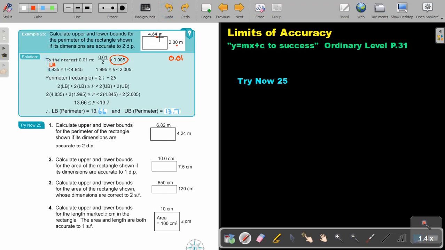I take that value, 4.84, and I subtract this. Then I take that value and I add this, and this is the upper bound. And this is the lower bound, and this is the upper bound.